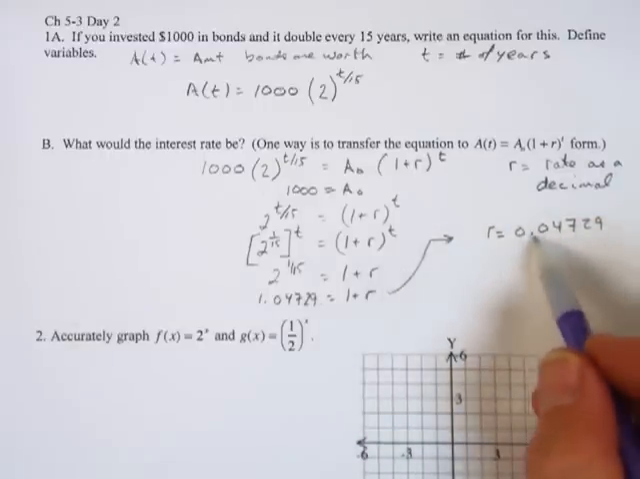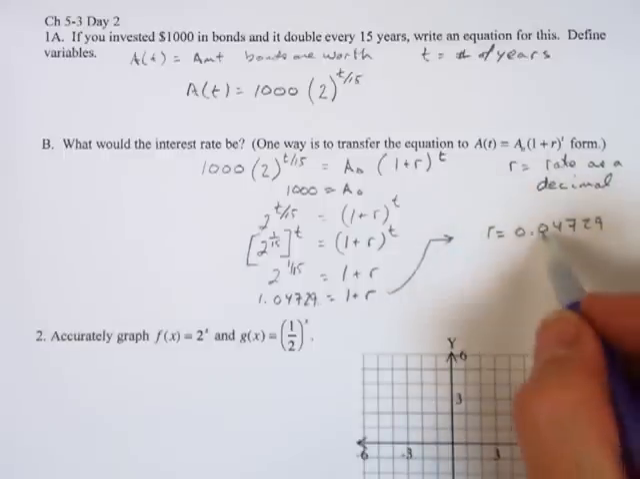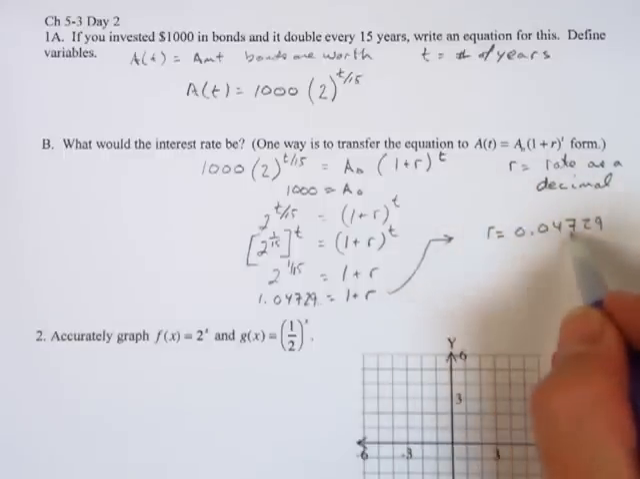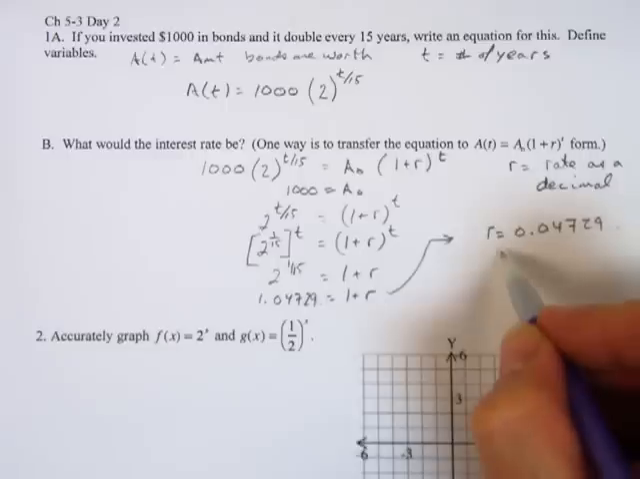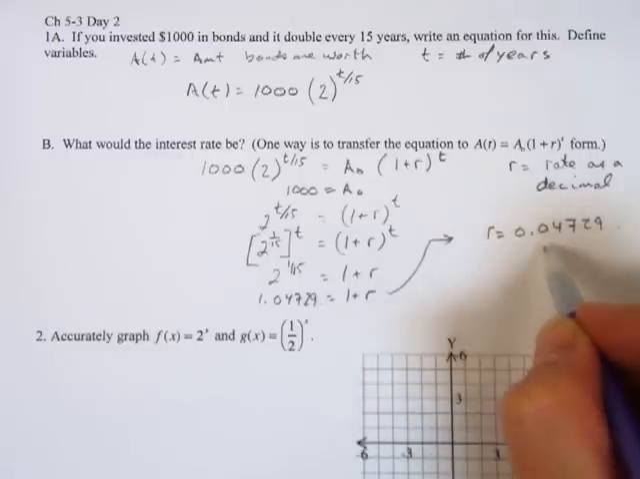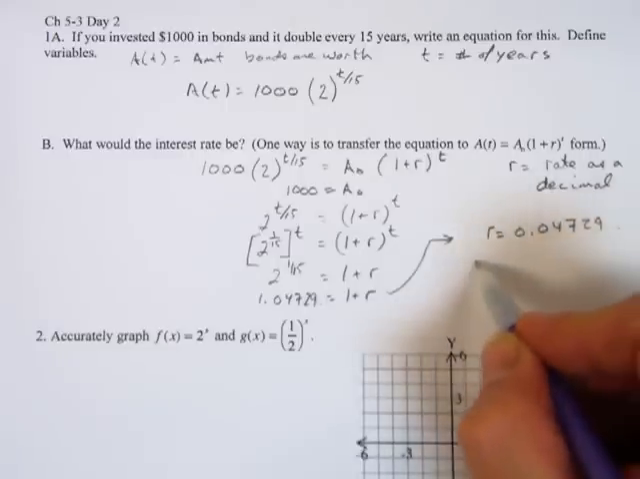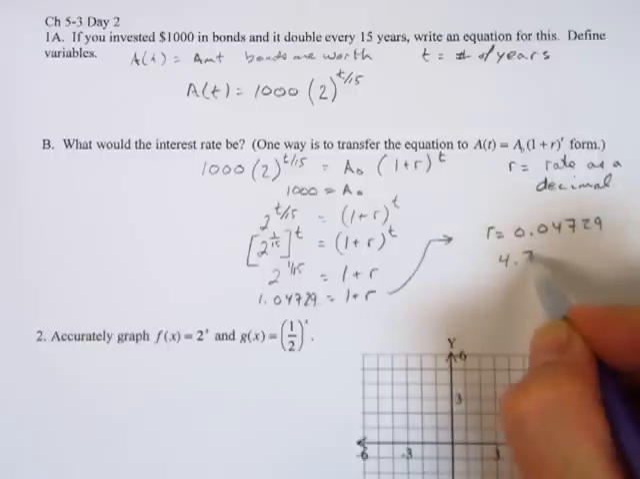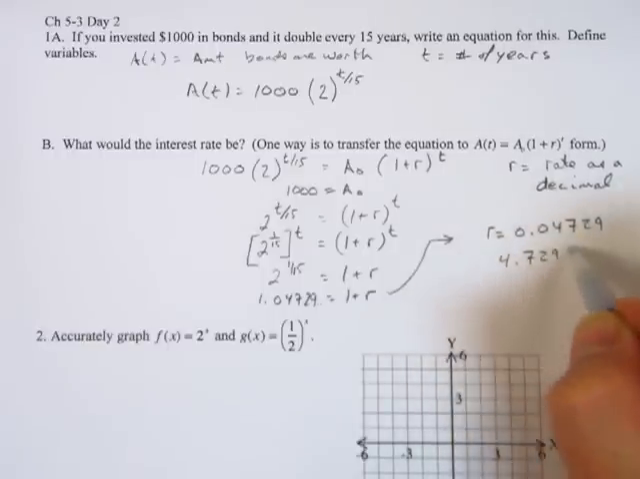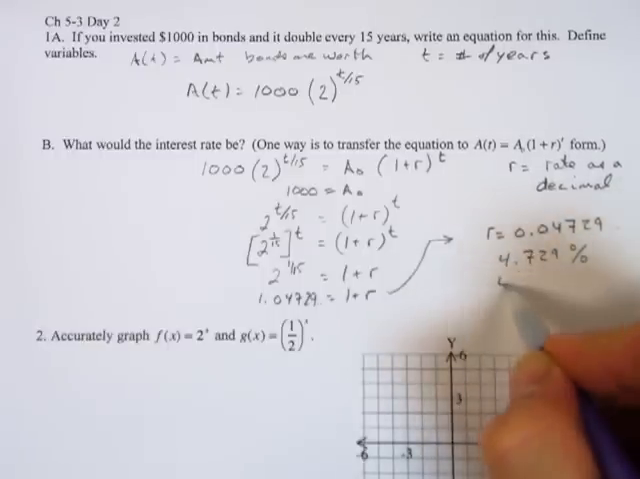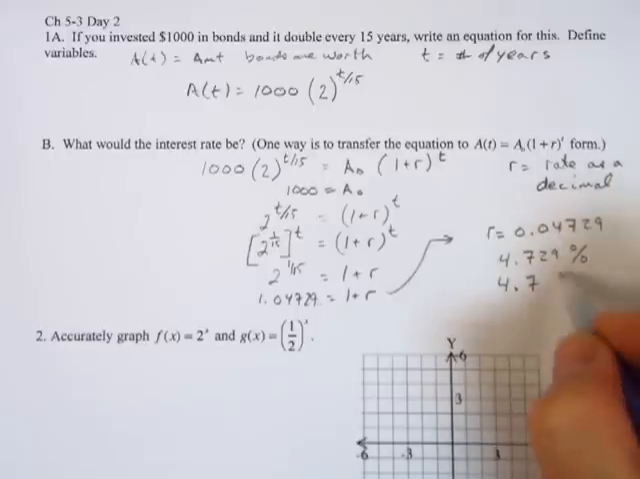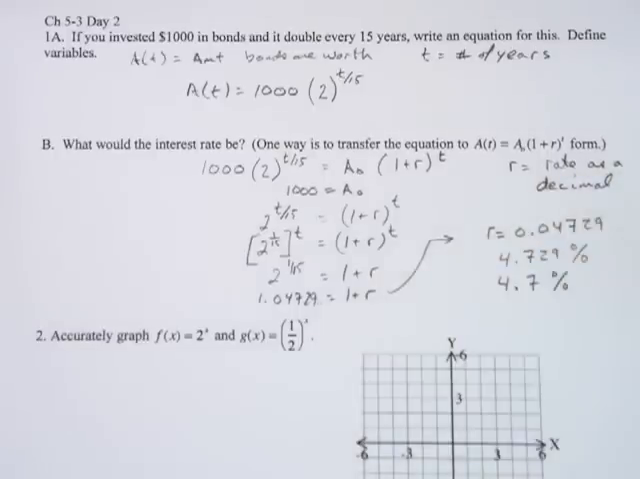Now, if I tell you that I want you to round the rate to the nearest tenth, we don't look at this form. We have to first find the rate. Now, this is as a decimal, so what is that percentage? What we would do is multiply this by 100, so it is 4.729%. Now I'm going to round it to the first decimal place, so 4.7%.